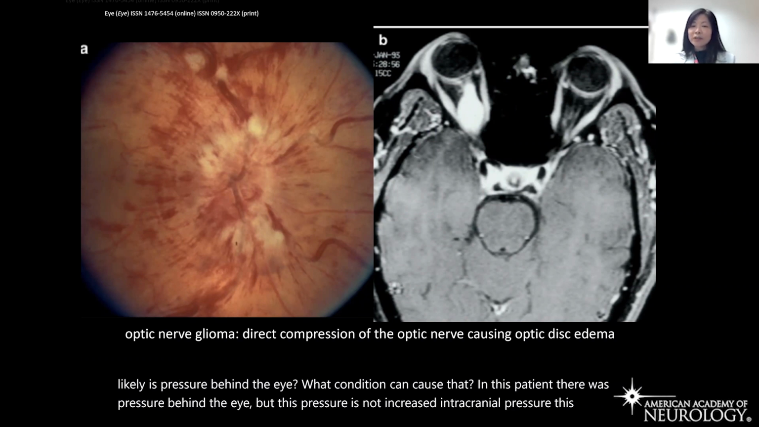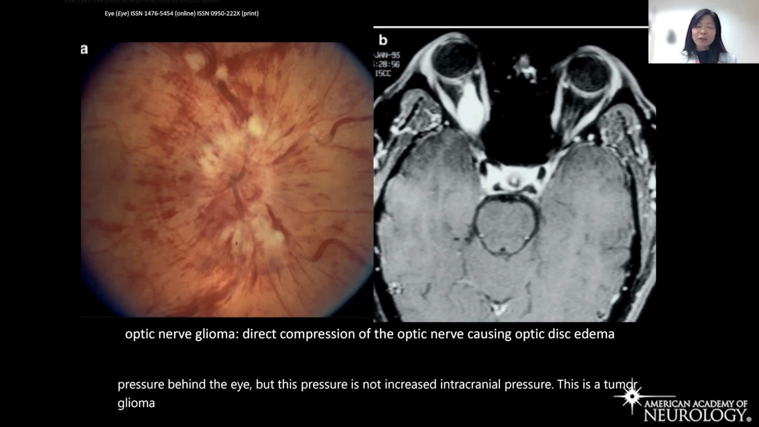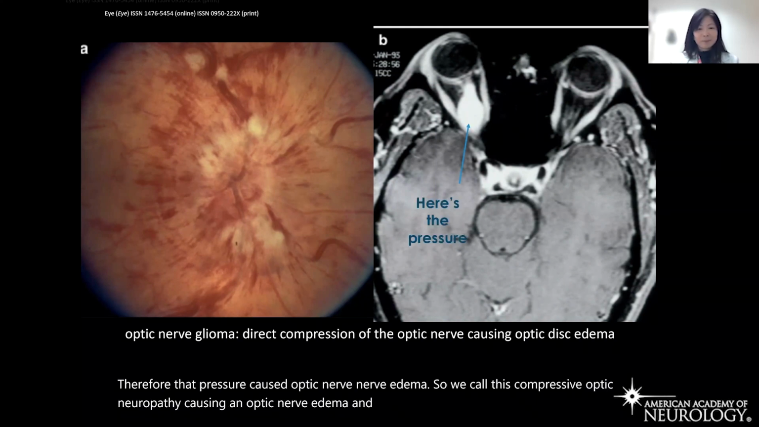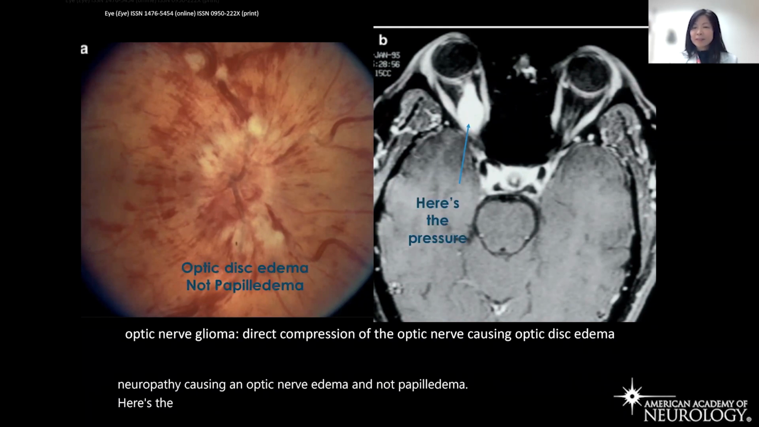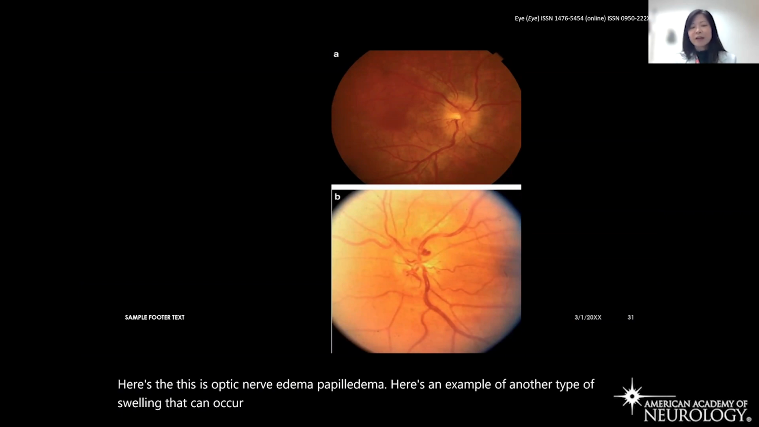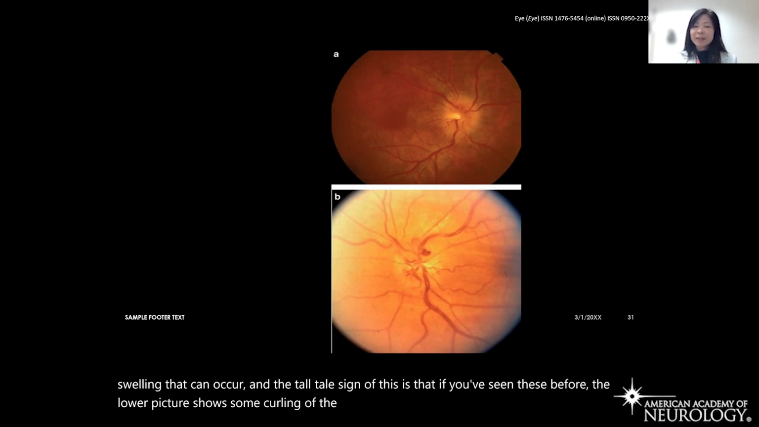This is a tumor, a glioma that occurred on the optic nerve, which compressed the optic nerve. Therefore, that pressure caused optic nerve edema. So we call this compressive optic neuropathy causing an optic nerve edema and not papilledema. Here's the pressure. This is optic nerve edema, not papilledema. Here's an example of another type of swelling that can occur. And the telltale sign of this, if you've seen these before, is that the lower picture shows some curling of the blood vessels that's connecting between the vein and the artery.